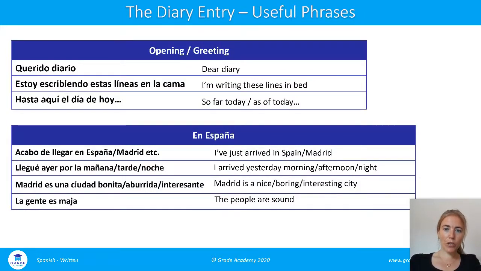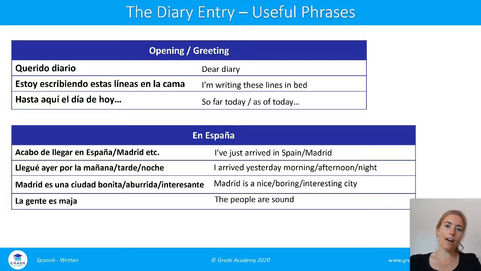In the notes that you got accompanying this lesson, you have lots of different useful phrases that can be used in a diary entry depending on the topic or the situation you're talking about. So when you're opening your diary entry, make sure you know what you're going to say. This is something you can definitely prepare in advance, such as estoy escribiendo estas líneas en la cama. I'm writing these lines in bed, and obviously your querido diario, your dear diary. If you're in Spain, which generally speaking, it will be that you're either visiting Spain or living in Spain or going to Spain or just come back from Spain.